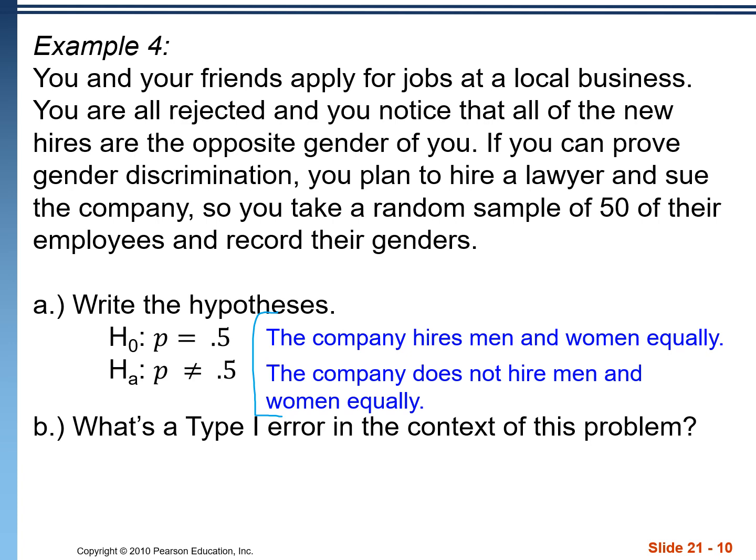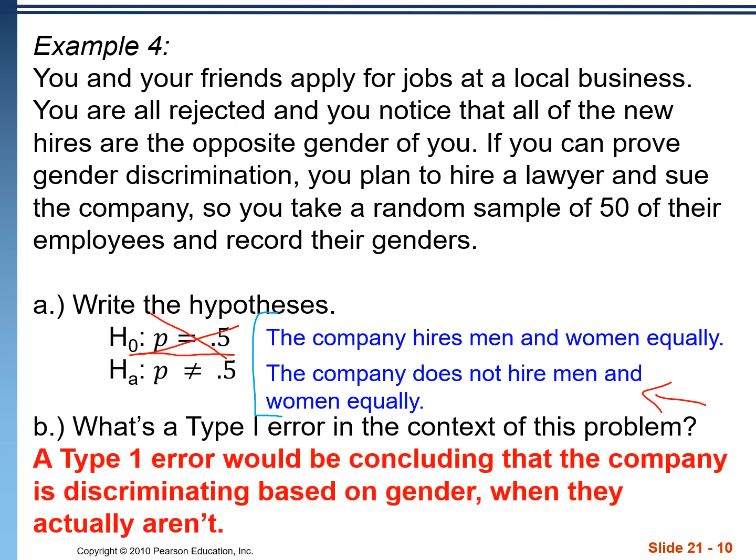So part B is asking, what's a type 1 error? Type 1 error is the first type of error we can make. Now, for the entirety of a hypothesis test, we're assuming that the null hypothesis is true. So the first type of error that we can make is when we reject a true null hypothesis. Now, if we reject this, we would conclude that the company does not hire men and women equally, but that would be a mistake. So type 1 error would be concluding that the company is discriminating based on gender, when in actuality, they aren't. We always want to write these in the context of the problem.